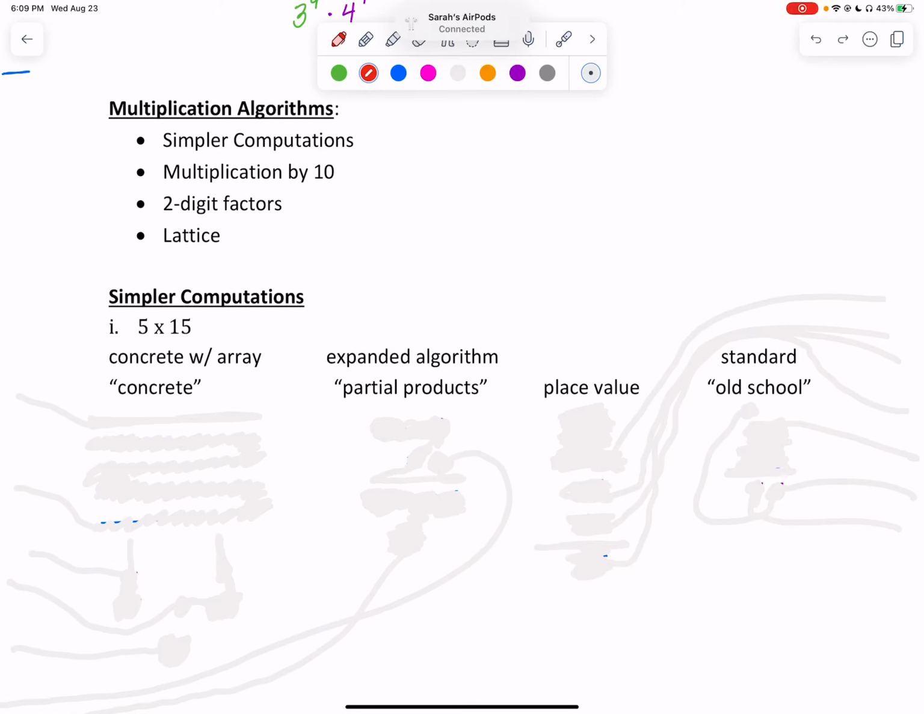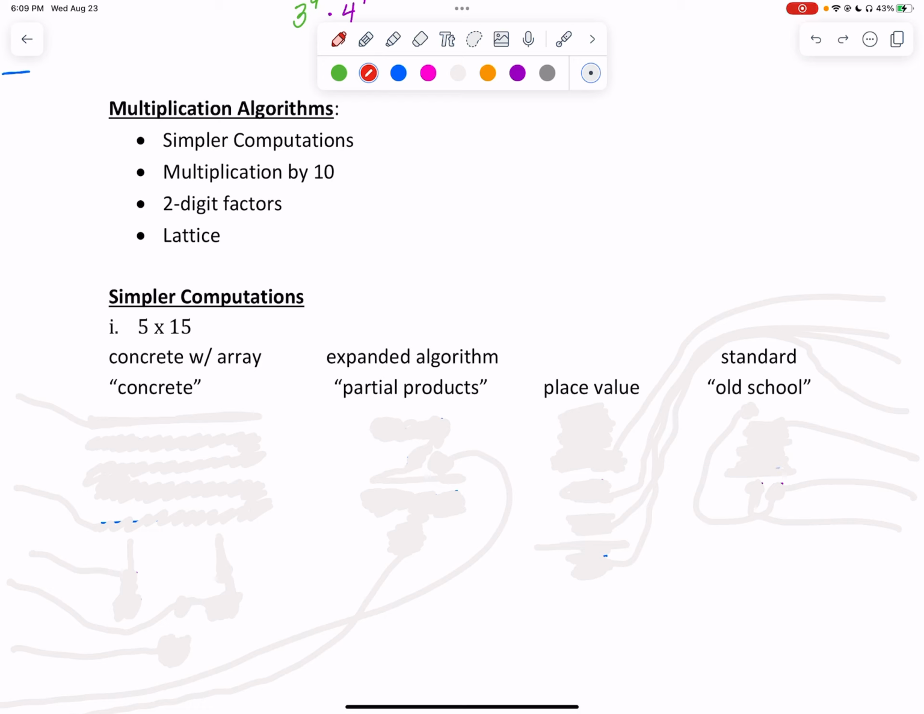So in this video, we are going to talk about other ways to multiply. Specifically, algorithms to multiply, simpler computations, multiplication by 10, two-digit factors, and lattice. Okay, so let's talk about simpler multiplication computations.